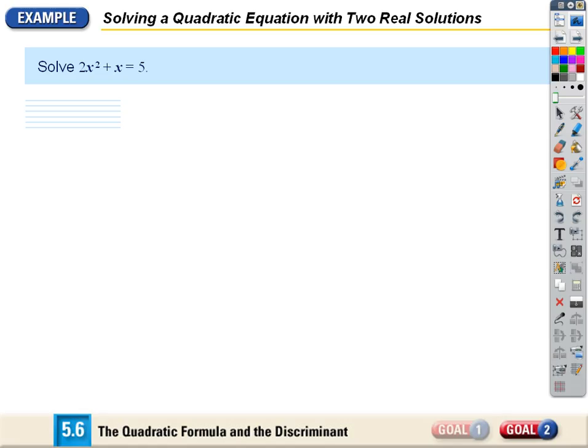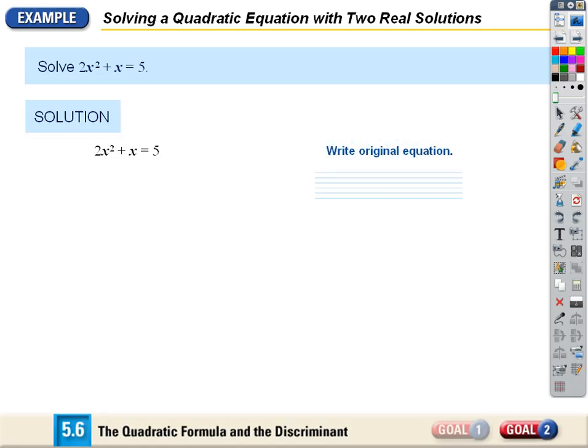Let's take a quick look at a couple examples, and then it's not that big a deal. There's one or two important things I want to mention about this, but putting it to use is not that big a deal. What must I do here before I can use the quadratic formula? Subtract 5. Good. Got to subtract 5 from both sides so it's in standard form. Got to get it equal to 0.